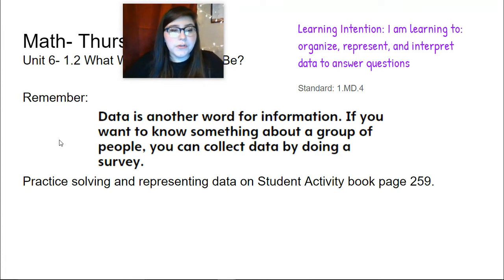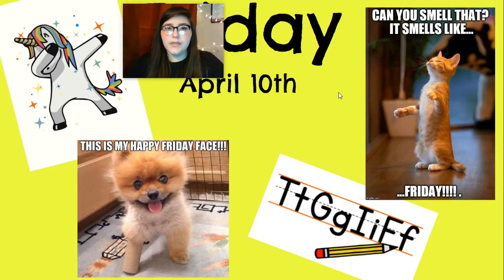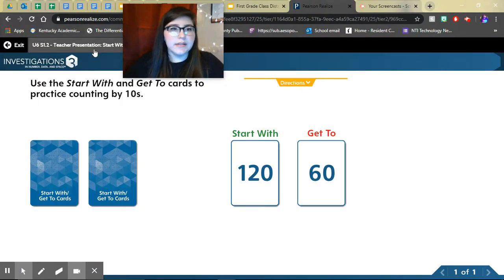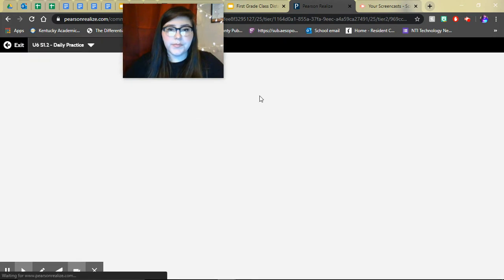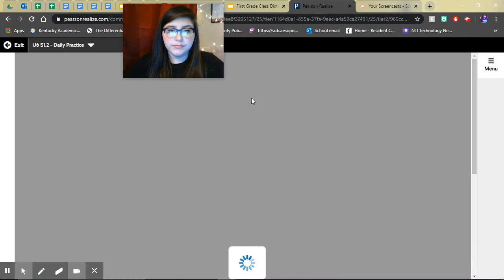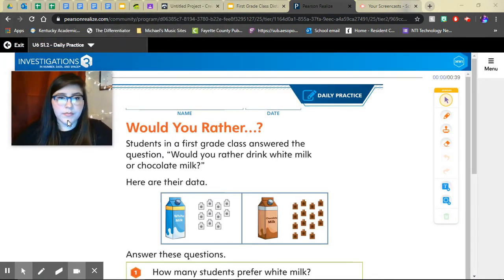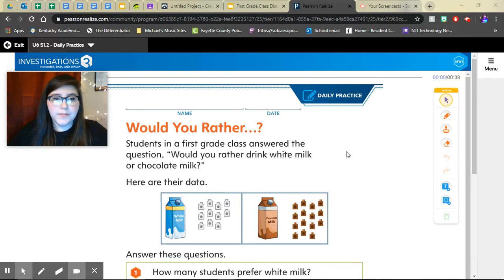Okay. For your work today, you are going to practice solving and representing data on student activity page 259. So in your workbook, you're doing page 259. It should look like this. It says, would you rather?